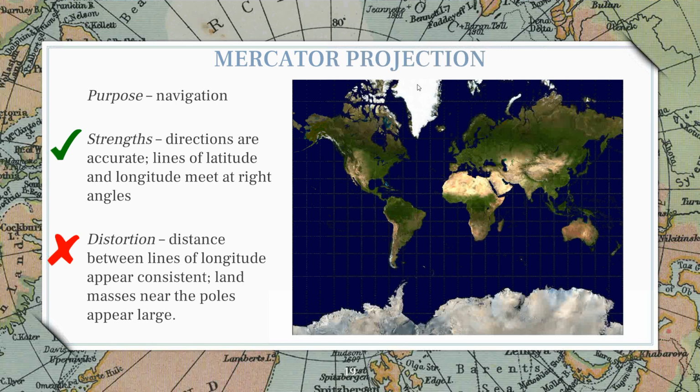The problem with the Mercator is that the size of our continents is off. So this is Greenland up here. This is Africa. And in real life, Africa is about 8 times as big as Greenland. Same thing with Antarctica and South America. So the size of our continents in the Mercator is wrong. So you have latitude and longitude as correct angles, which is a strength. A disadvantage or a distortion is the size of our continents. The main purpose for our Mercator is navigation.